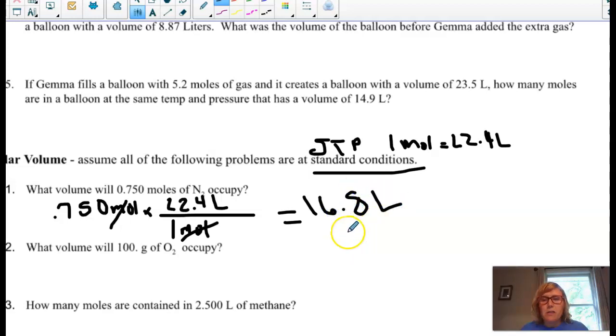So I want you to finish the rest of this page for homework, and I'll load the answers on, and you can check your work. These problems will be on your objective check.